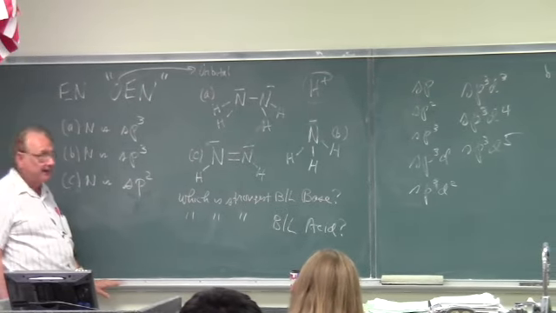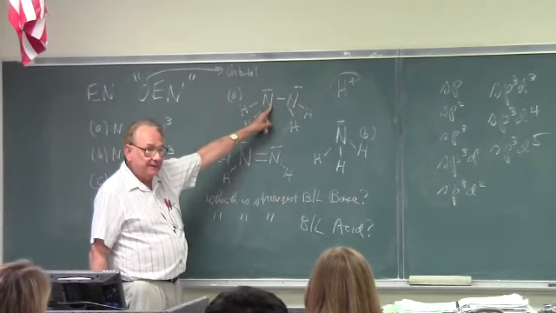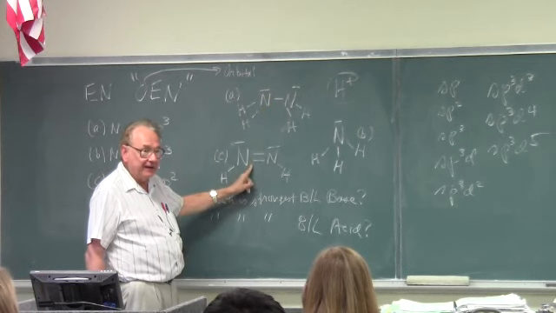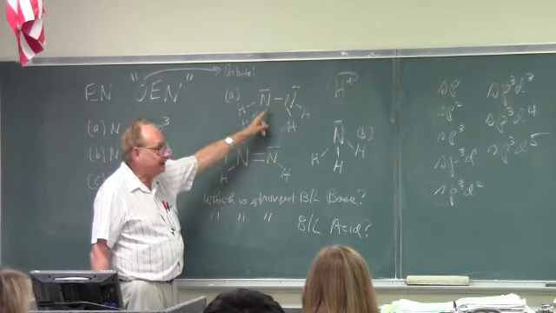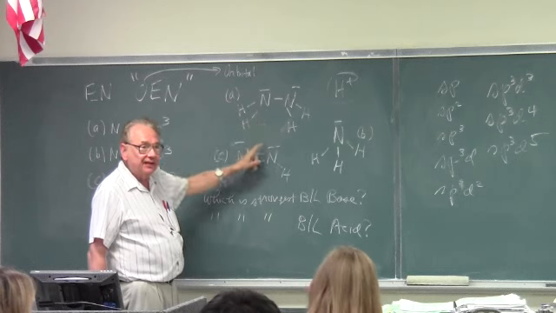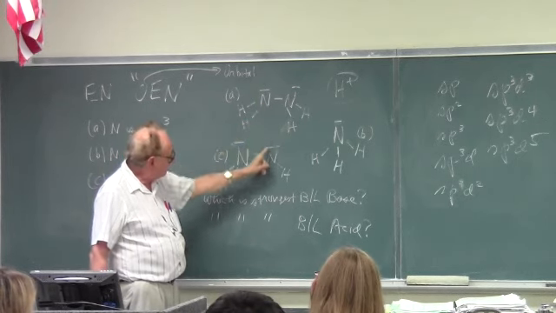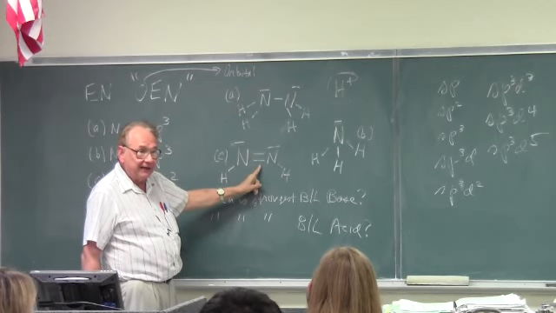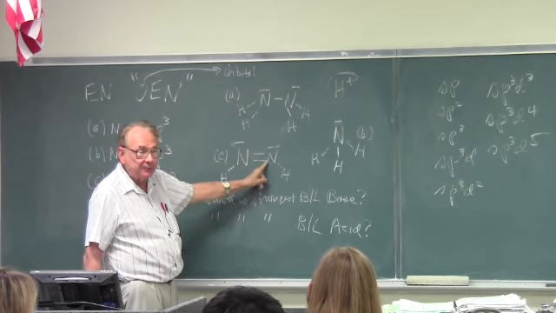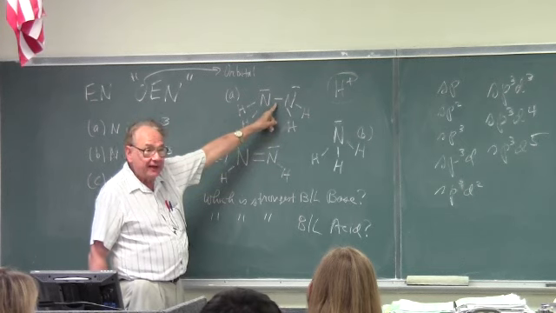Let's extend that. Here's an NN bond. Here's an NN bond. Of course, this is a double bond, this is a single bond. Can you now see why a double bond is stronger than a single bond? Because the double bonding electron density is stabilized by an sp2 atom versus an sp3 atom.